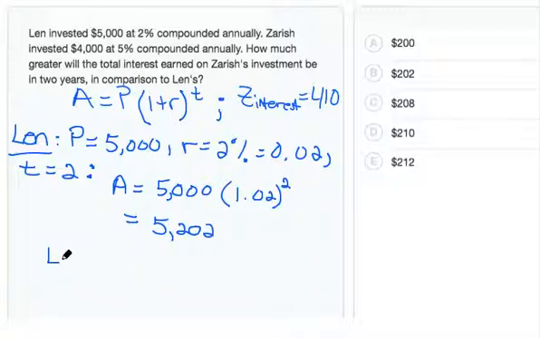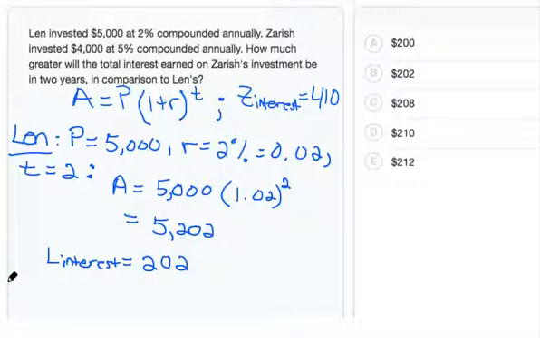So if we're interested in the interest, the interest gained over 2 years will be how much money is in the account after 2 years minus the initial investment. So that would be 5,202 minus 5,000. That would leave the interest earned as $202. So now we're interested in how much greater the total interest earned on Zaresh's account after 2 years is in comparison to Len's.